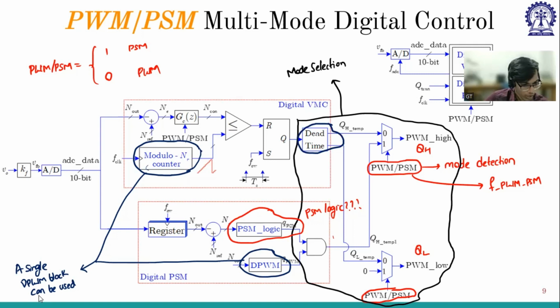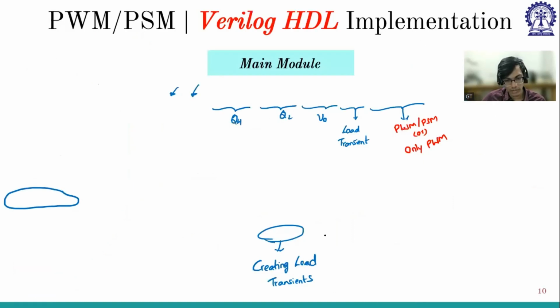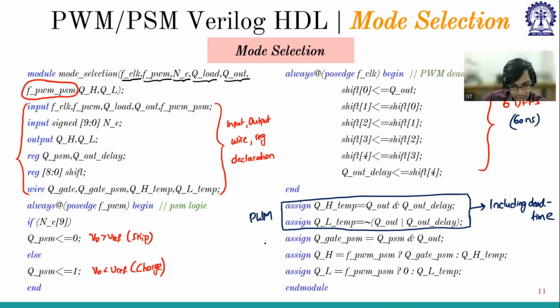Now one block is still missing, which is yet to be written, which is the AND. The AND output is the PSM QH temp 1. The inputs are QPSM and QPWM, and it is an AND operation. So the output is Q gate PSM, and the input is QPSM coming from here, and the other one is the Q out. So this is again for PSM operation.